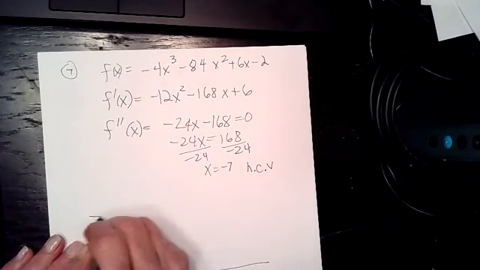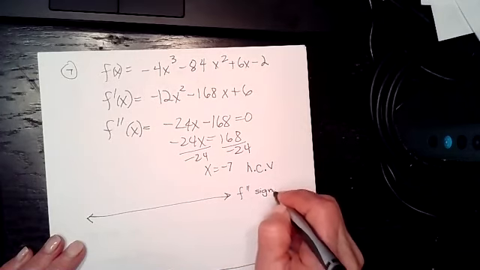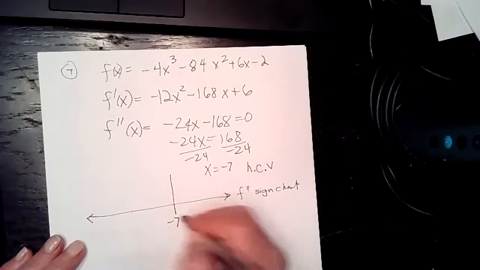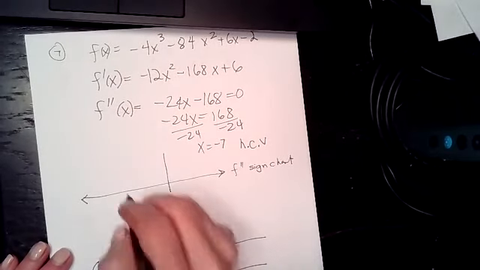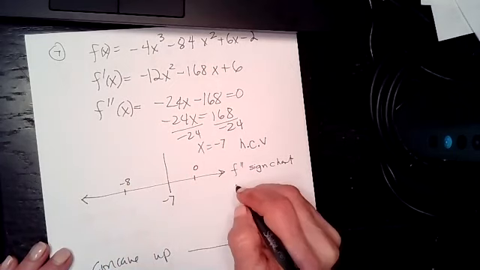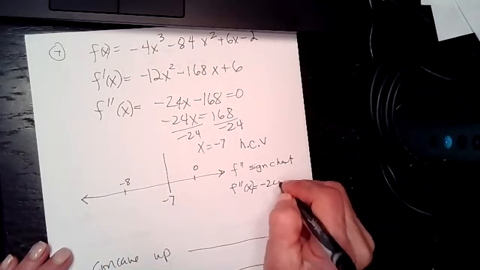So we make a sign chart. This is my second derivative sign chart. And it's negative 7. So I pick test numbers on either side of negative 7. Let's do negative 8. Let's do 0 whenever you can. And I'm going to plug my test numbers into my second derivative.